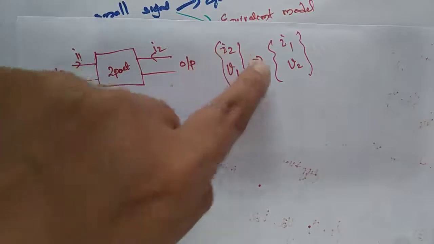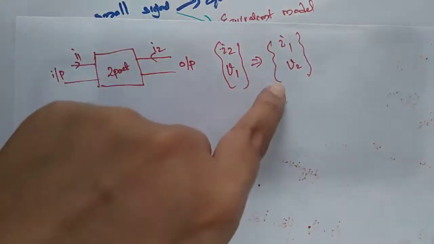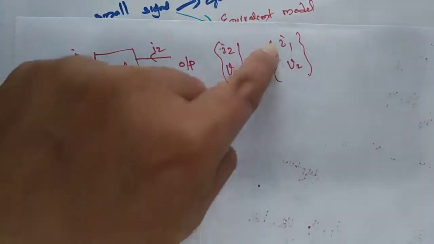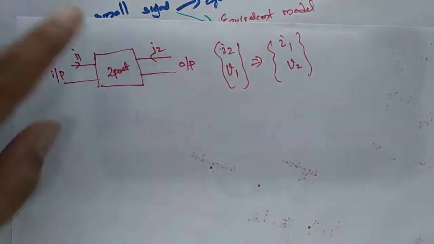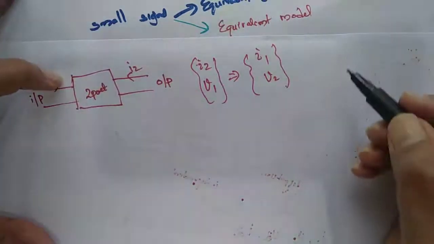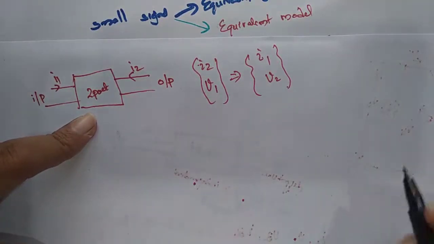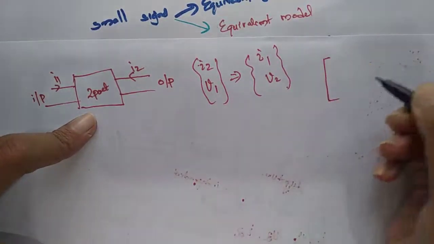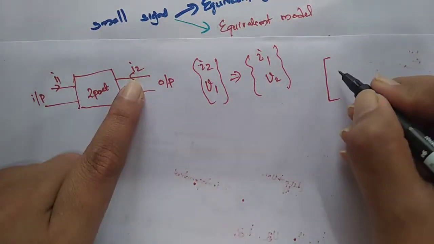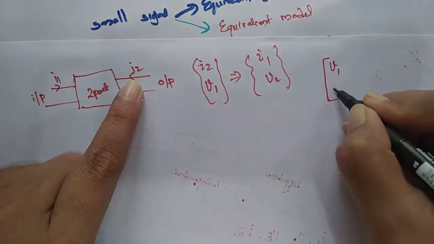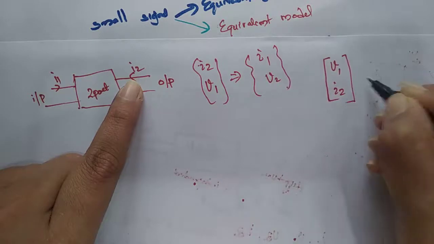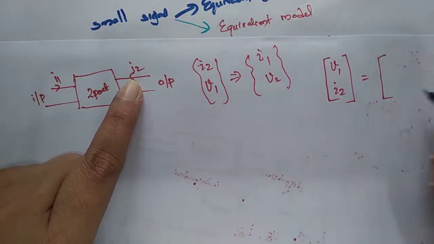So I2 should be represented as a function of I1 and V2, and V1 should be represented as a function of I1 and V2. So what will I do? In circuits and networks, it is easier to write this in matrix form, so I will write it. I have to represent V1 and I2. I am writing like this: the V1 and I2 parameter variation should be represented in terms of I1 and V2.